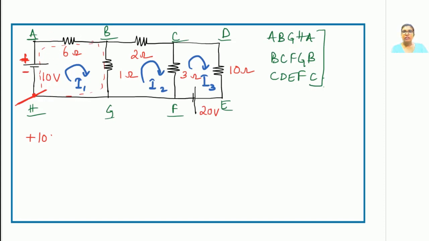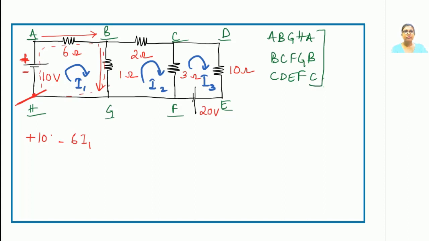The second element is the 6 ohm resistor. Now we are traversing from A to B. The direction of the current along this branch is also from A to B. So both are in the same direction, which means it's a drop. The value of the resistance is given as 6, and what is the current? I1 only.